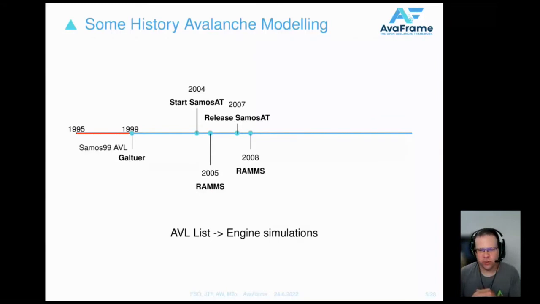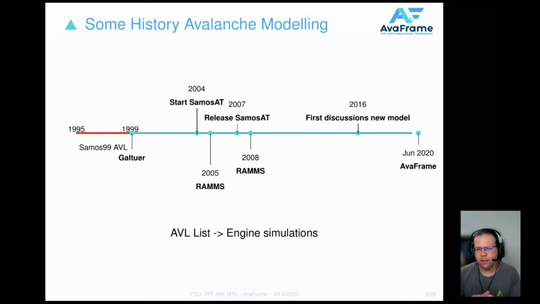And also RAMMS is very familiar in our community. So this started in 2005, and in 2008 it was released the first time. And then in 2016, the first discussion started for a new model. And in June 2020, we actually started working on AvaFrame.